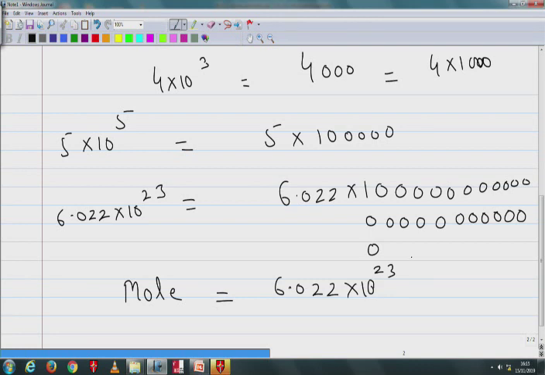First of all, guys, just confirm to me. Have you understood the meaning of mole, meaning its definition and its value? Just confirm it to me. Then we'll proceed.